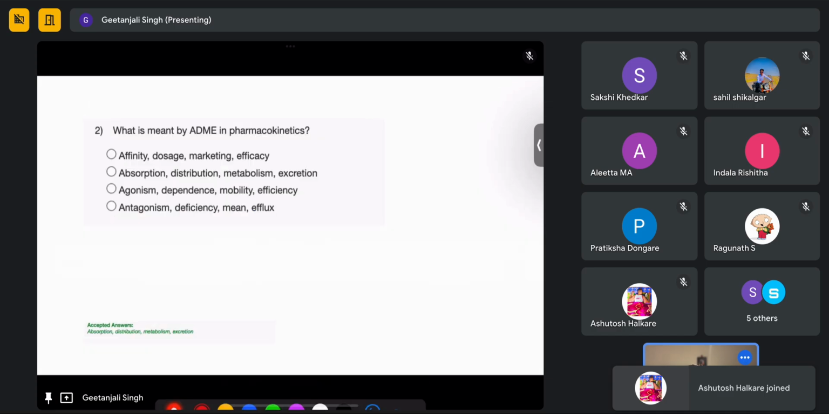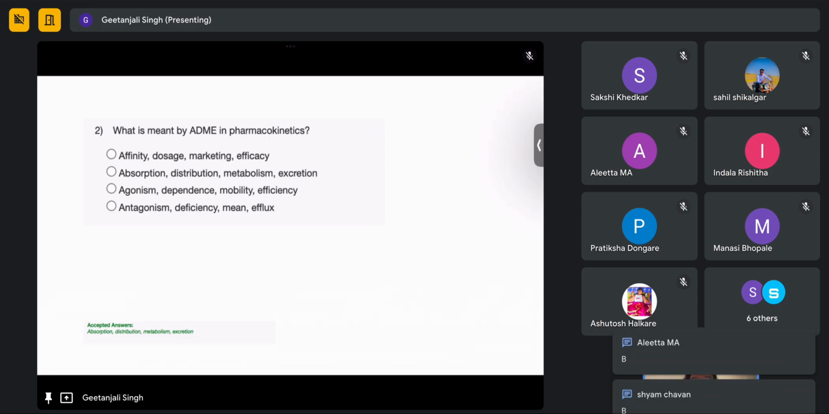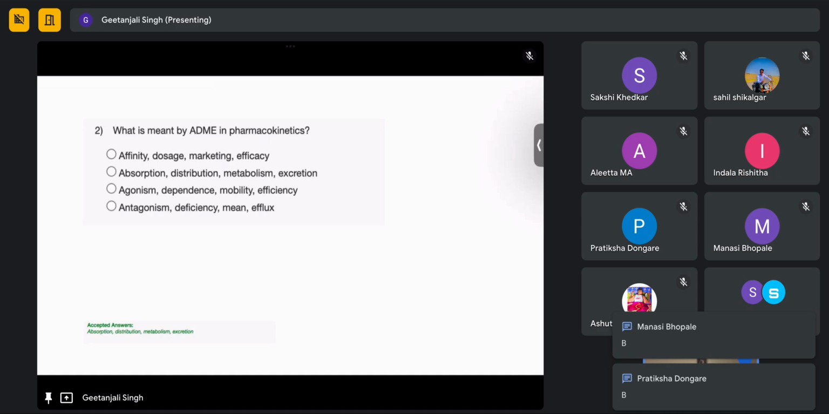What is meant by ADME in pharmacokinetics? So you guys are aware of the concept of pharmacokinetics. Very good. Yeah, everyone is right. The option is B: absorption, distribution, metabolism, and excretion. Perfect.